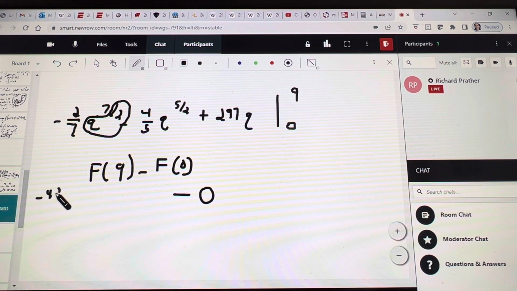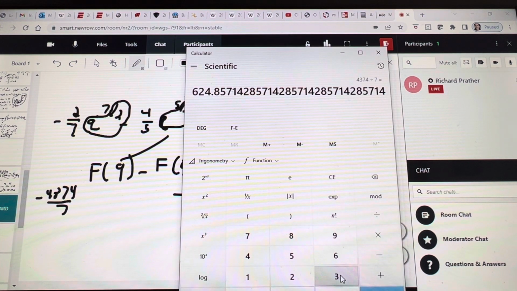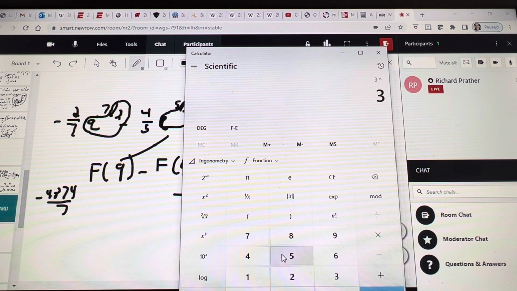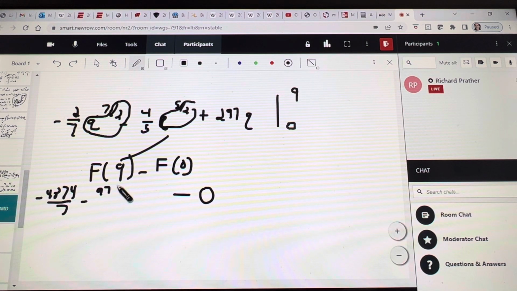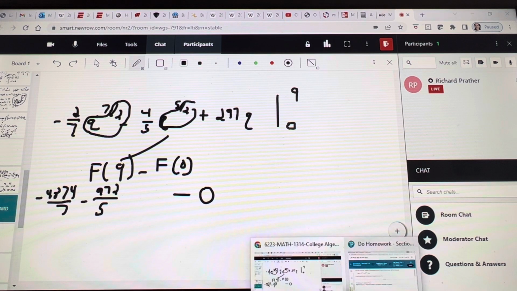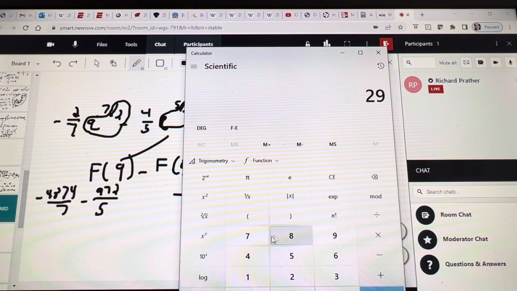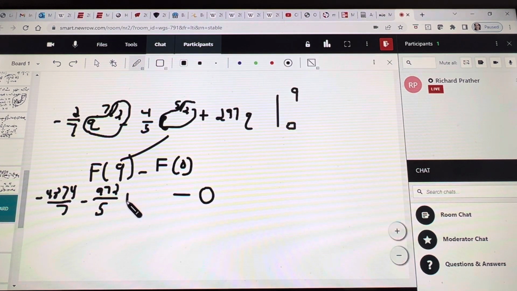Negative 4374 over 7. The square root of 9 right there is 3. 3 to the 5th was that 243 number, times 4, and it definitely doesn't divide by 5, so negative 972 over 5. And then do this one times 9, 297 times 9, 2673.